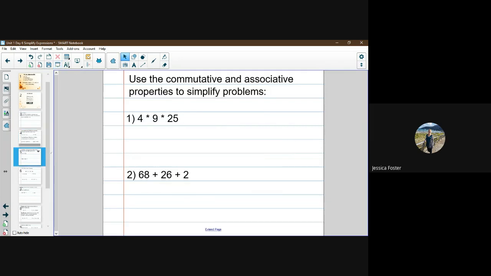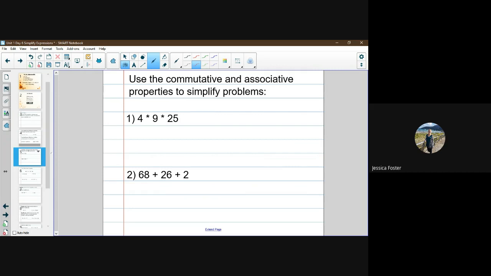Example number 1 here: 4 times 9 times 25. Now, if we think about typical order of operations, you usually multiply left to right, although we know because of the commutative property, the order we multiply these doesn't matter. So we can look to be strategic and see if there is something we can do quicker or in our heads, and look for ways that might make this problem a little bit simpler.